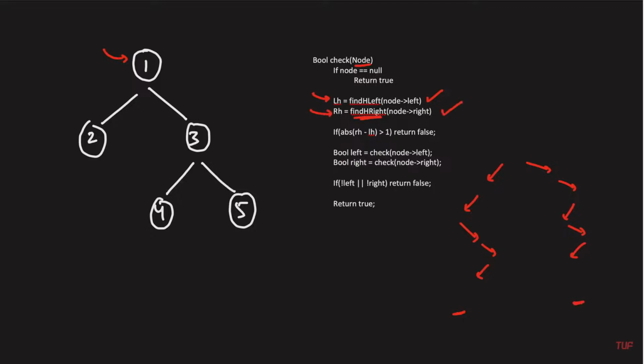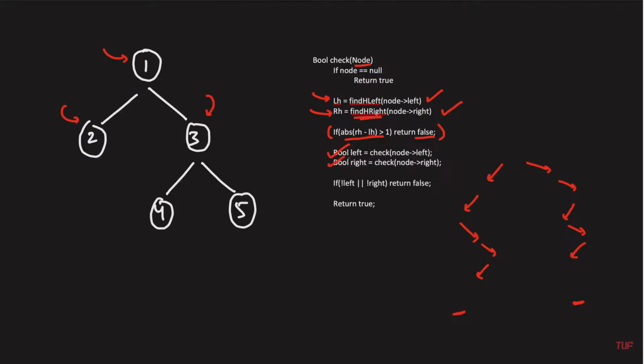So once you figured out the right height, if their absolute difference is greater than 1, you're going to return false, saying that this is not a balanced binary tree. Or else, if this condition is not happening, then you go to the next node, and then the next, and so on. So you go to the left, and then again to the right.